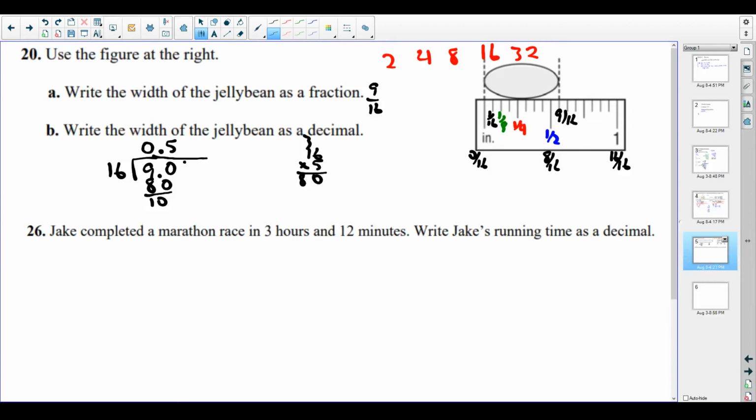10. And then I'm going to bring down another 0. So how many times can 16 go into 100? Well, 80 was 5 times. So this is probably going to be 6 times. So if I add 16 to 80, I'll get 96. So this is going to be 5, 6. I'm going to run out of room here. That's okay.